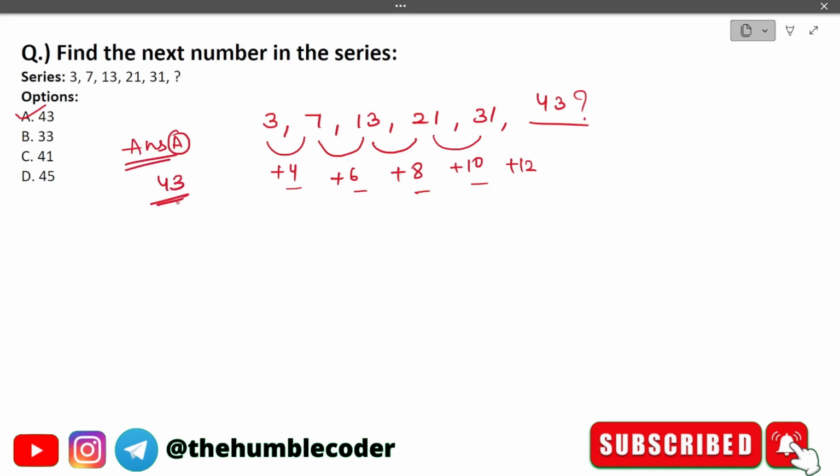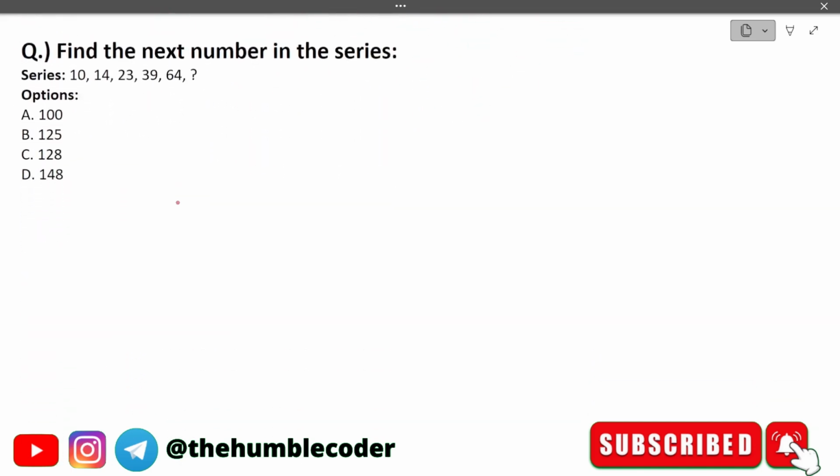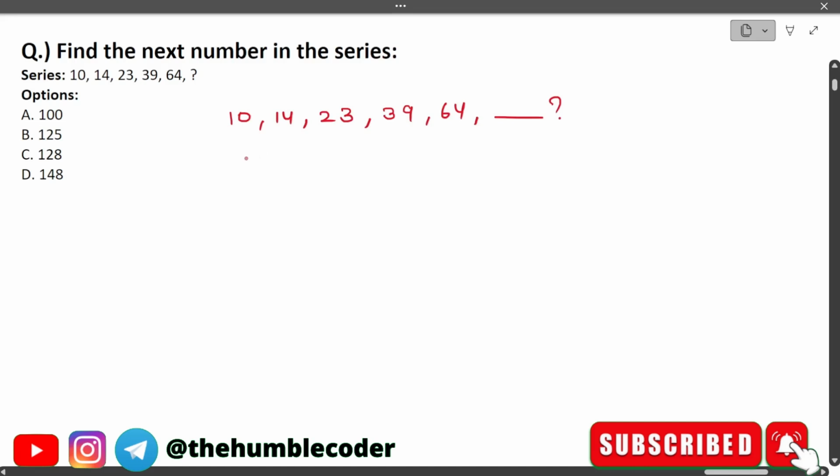Okay, let's move on to the next question now. We have this number series. We have to tell what will come in the next part. So let's write the series that we have: 10, 14, 23, 39, 64, and then we have to find out what will come here. Let's try to understand the pattern once again. The gap between them is what? 4. The gap between 23 and 14, which means 23 minus 14, is what? 9. Here the gap is 16, and 39 to 64, the gap is 25.